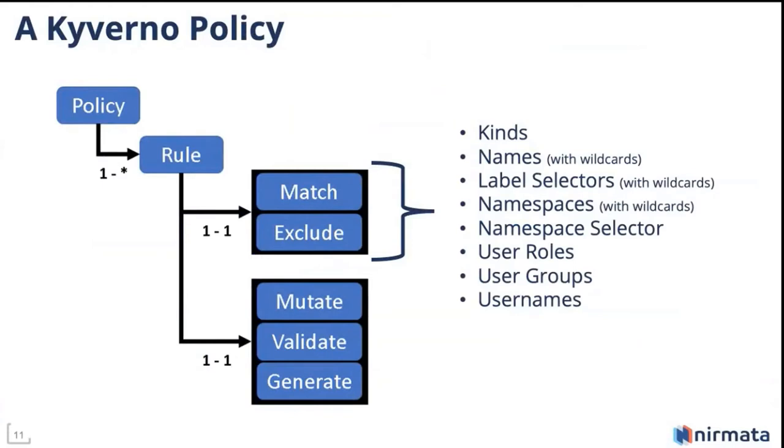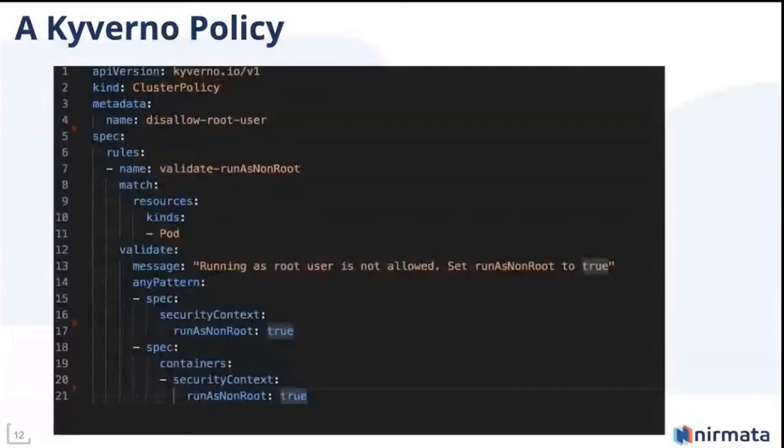Here is a quick view of the policy structure. When you're defining a policy in Kyverno, a policy contains one or more rules, and each rule contains match or exclude criteria, which could be mapped to Kubernetes resource kinds, names. You could use label selectors, namespace selectors, as well as user roles, groups, and so on. And then you have the various actions that Kyverno can take, that's either validate, mutate, or generate. So these are the high level blocks, and we'll talk about each of these blocks in the next few slides.